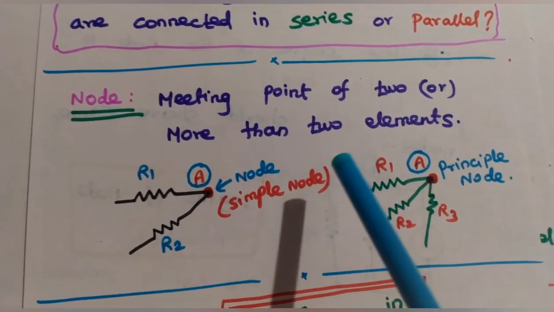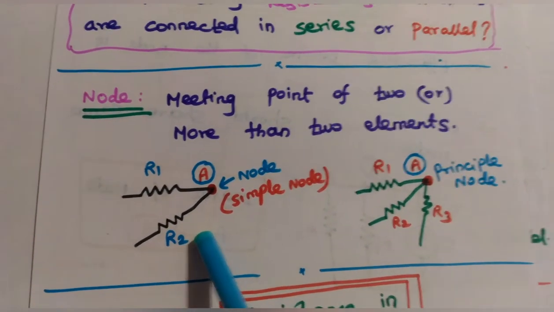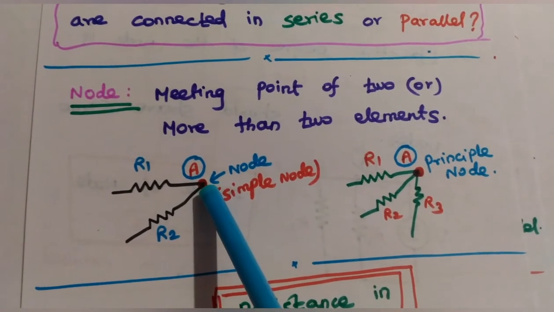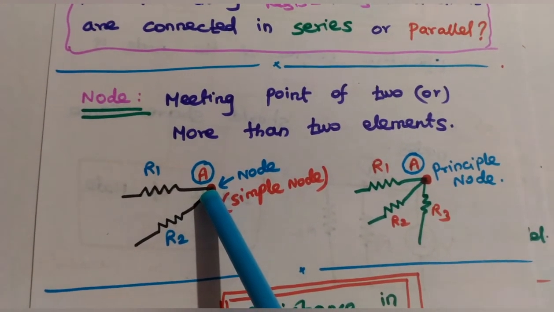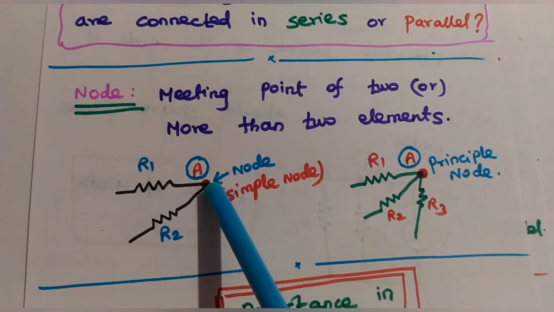It's called a node. For example, consider these two resistances, R1 and R2. Both are connected at one point, that is called the meeting point. So here this is called a node. If two elements are connected at a particular node, it is called a simple node.